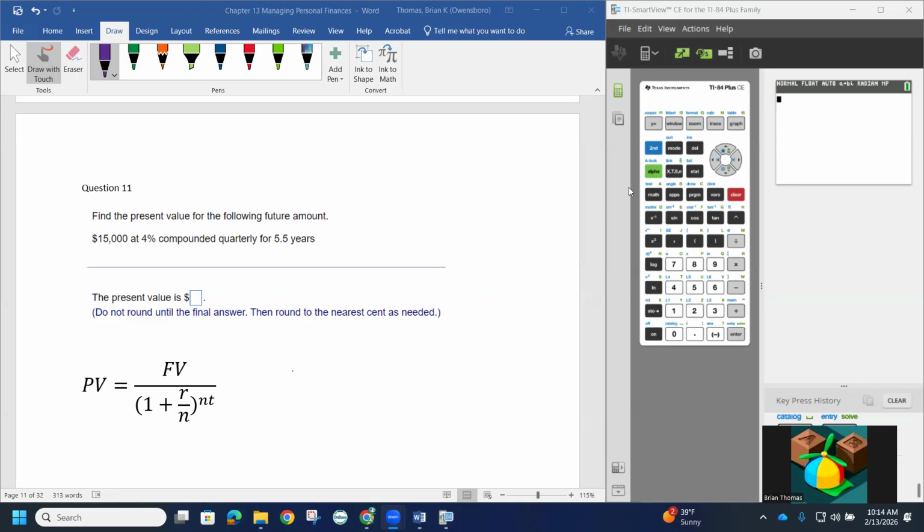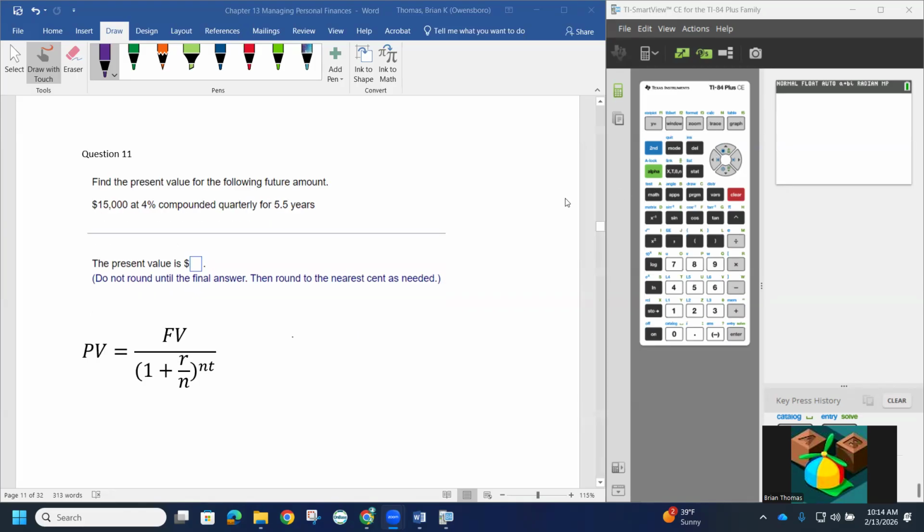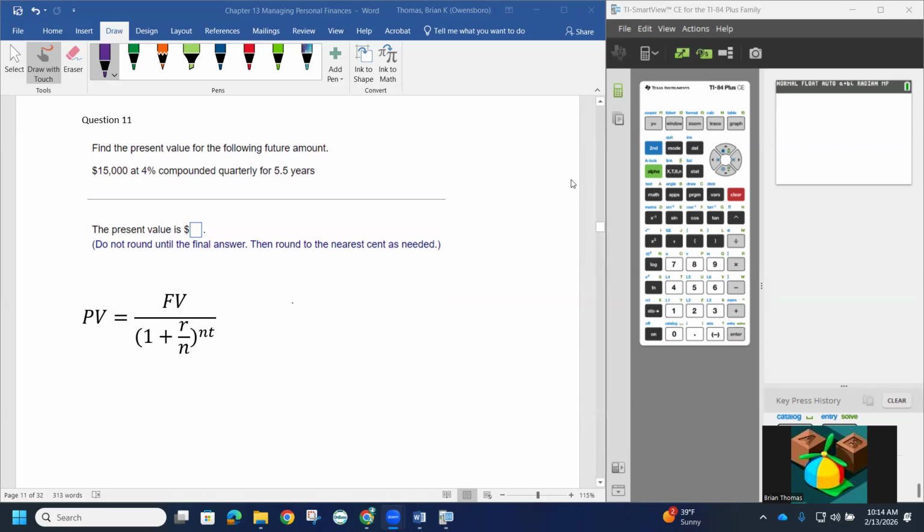So we have a formula here that we can use to solve the problem. We're looking for the present value, so we need to know the future value. The future value was given to be $15,000. So the question is, what does our present value need to be to get to $15,000?